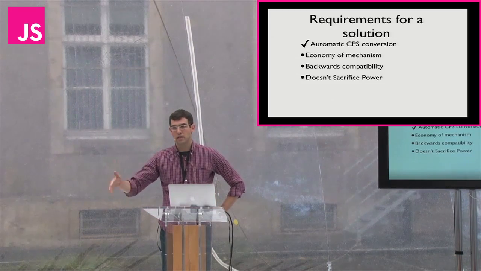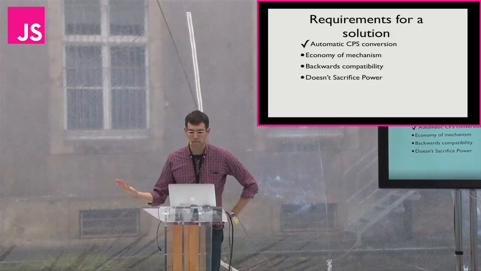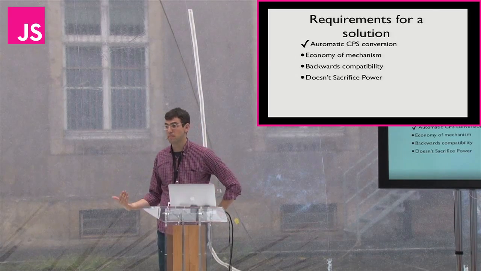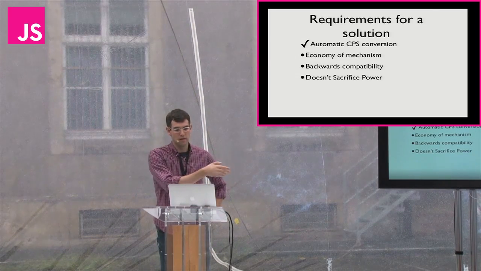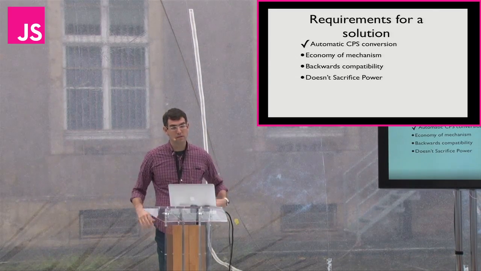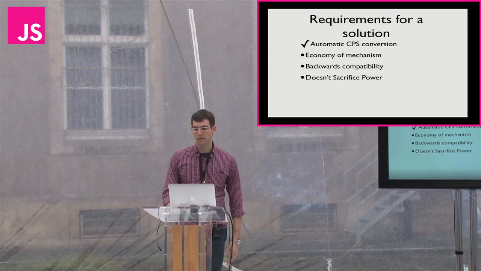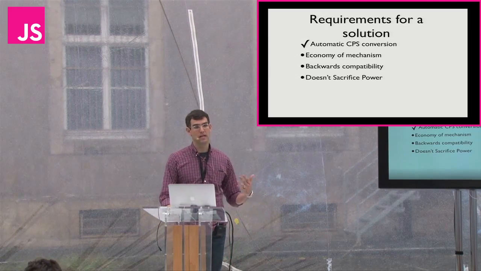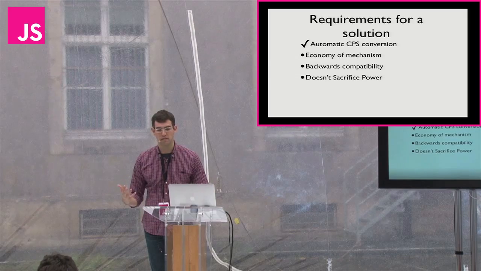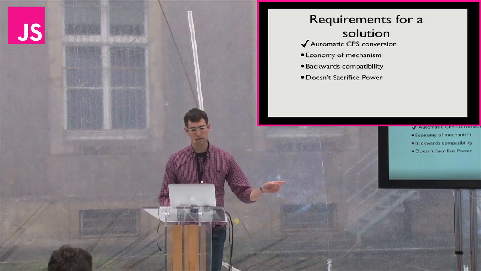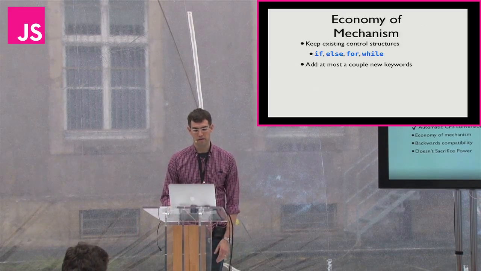Since we're going to be changing the language or adding new features to the language, we want to employ an economy of mechanism. I'll go over that on the next couple slides. We want it to be backwards compatible, obviously, so we can use it in as many places as possible. And finally, we don't want to sacrifice the power that JS is giving us. So I'll go over all 3 of these in more detail.